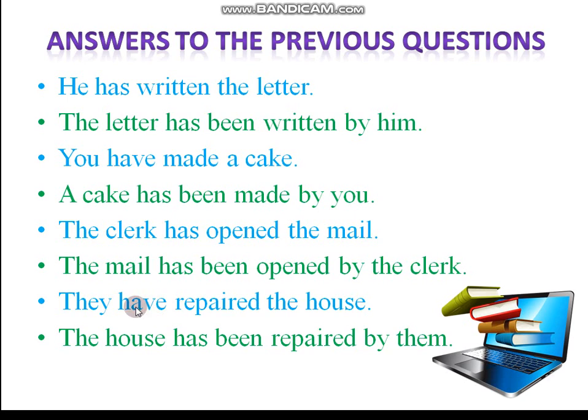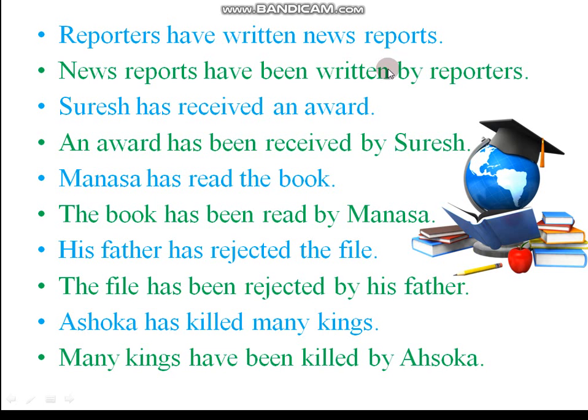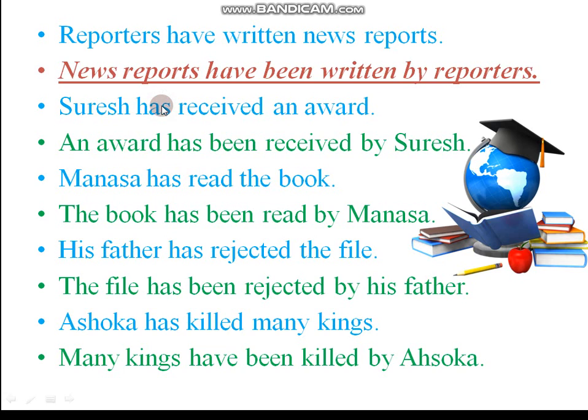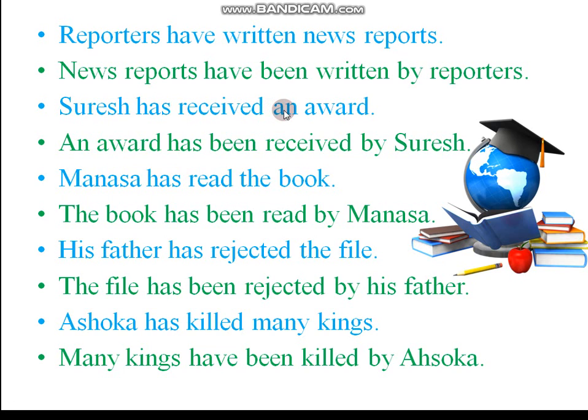See, here in the question we have have and in the answer we have has. Why? Because according to the subject we need to change the auxiliaries. That is very important in the active and passive voice. So reporters have written news reports. News reports have been written by reporters, because this is plural and here the object is also plural. So we need to use have for both. Next is Suresh has received an award. Here an award has been received by Suresh.